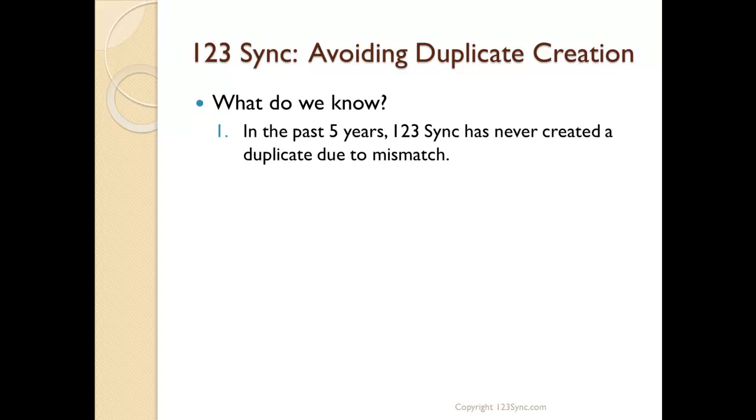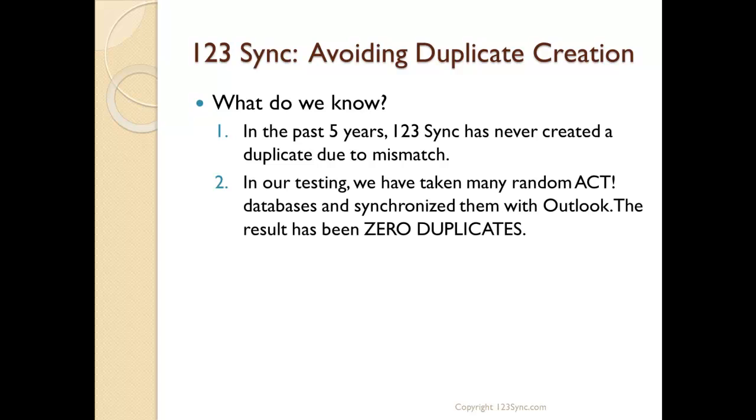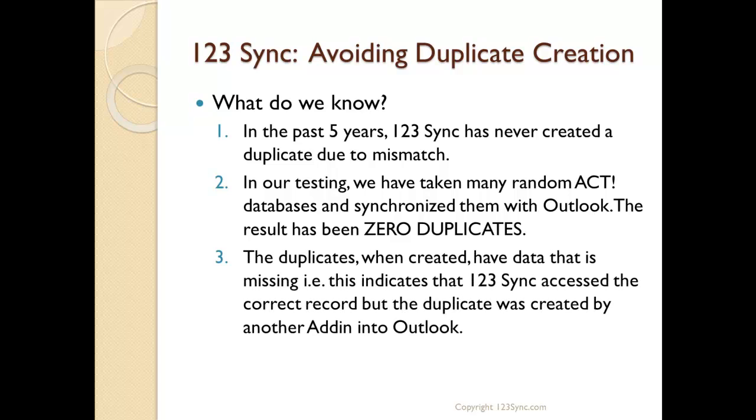So what do we know? In the past 5 years, and we're on 2011 now, 123 Sync has never created a duplicate due to mismatch. In our testing, we've taken many random ACT databases, synchronized them with existing Outlook contacts and activities, and we have never been able to create a duplicate. From our standpoint, we create 0 duplicates.